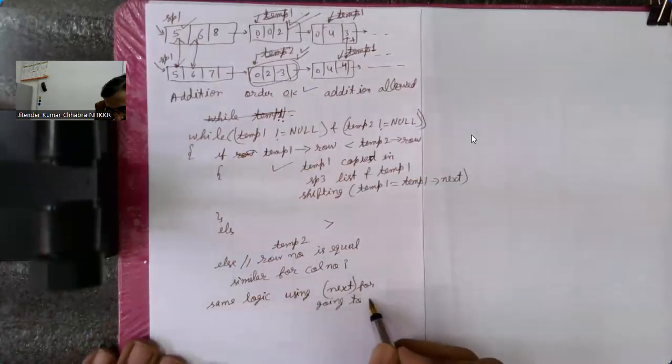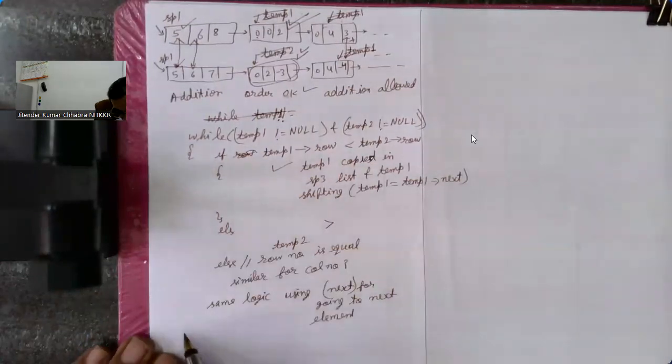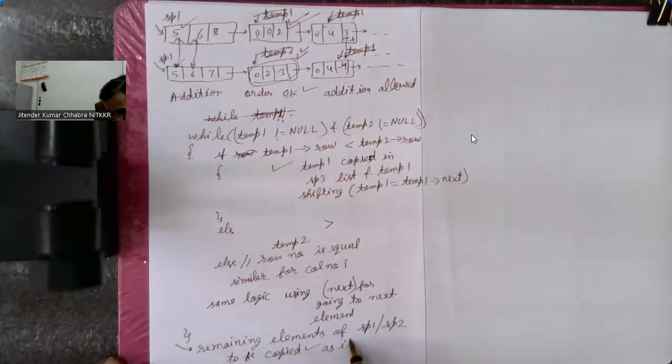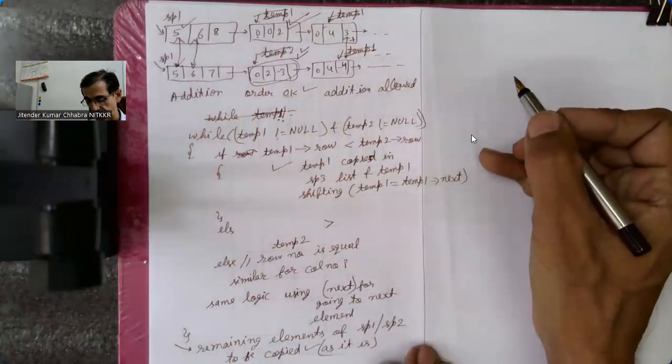Using next for going to the next element, that's it. And once we come out of the total loop, the while loop is over, after that the remaining elements are to be copied as they are. And the remaining elements could exist in your list 1, that is SP1, or SP2. They are to be copied as they are. So the same logic we have done earlier without much of a change. Hence, all this process becomes simple and we can easily use this programming.